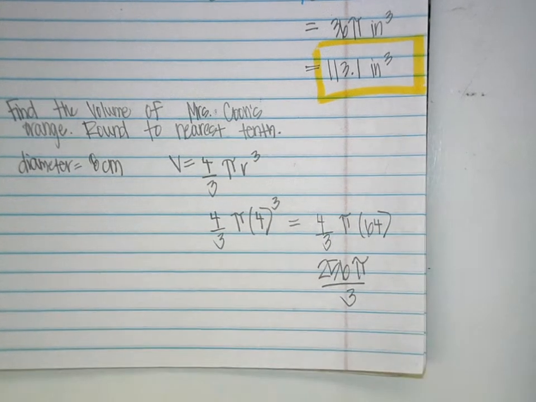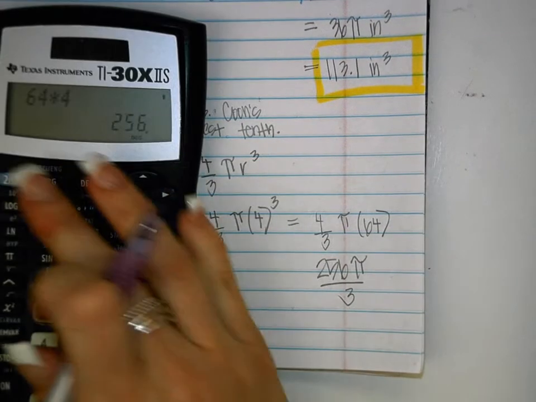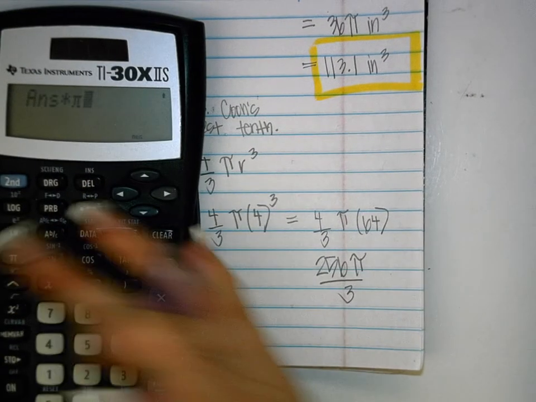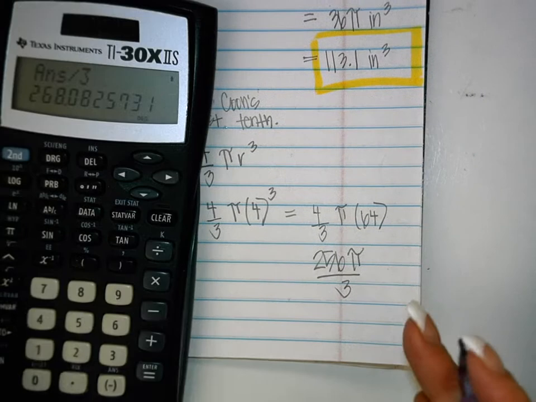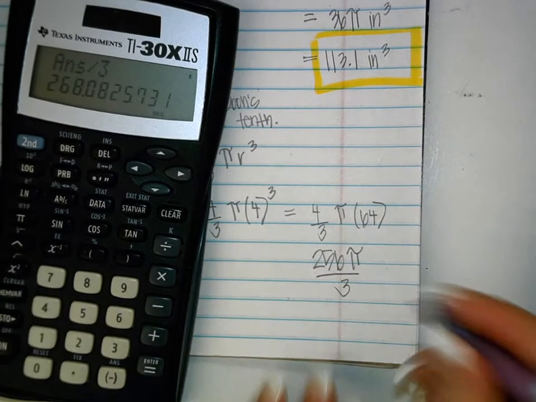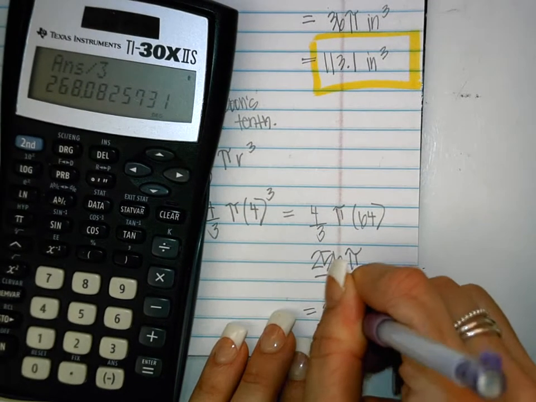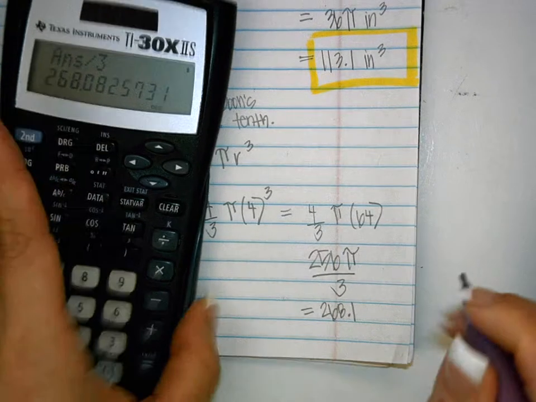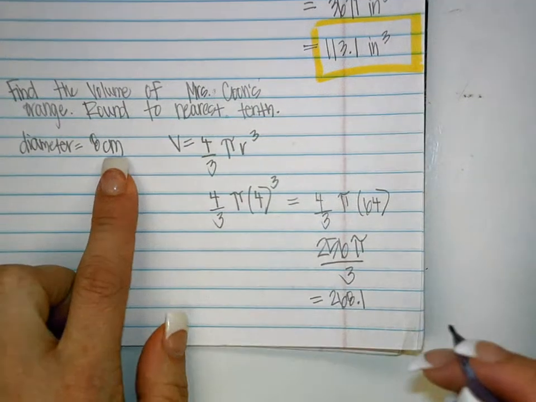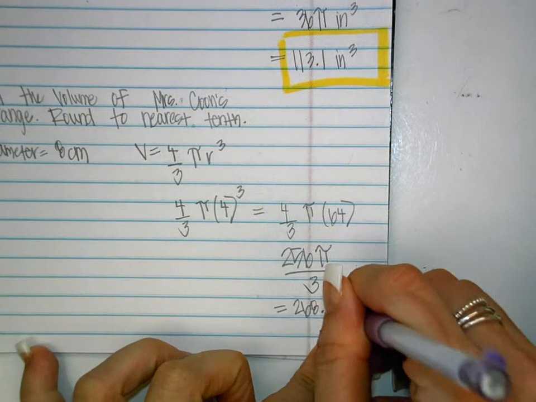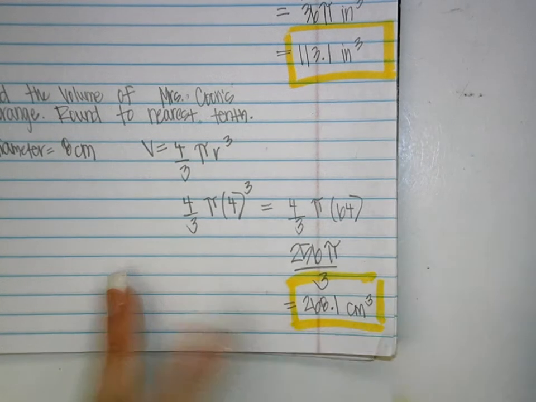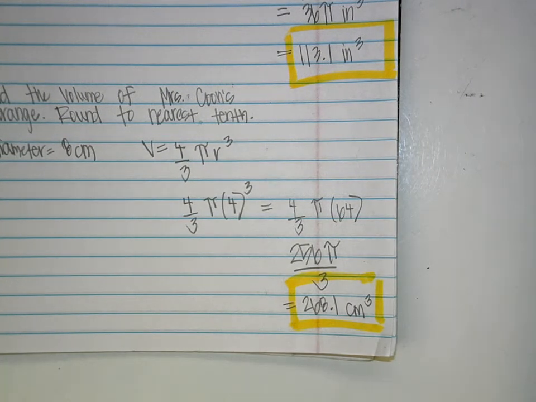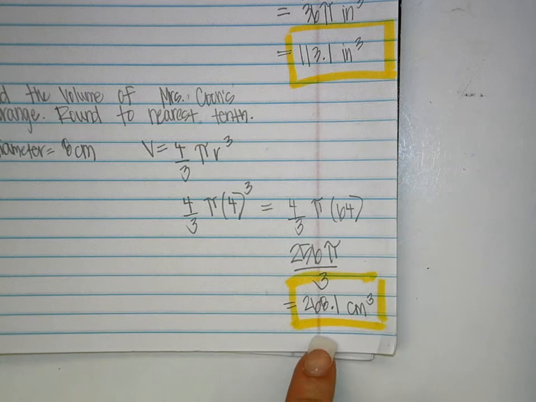Then you can actually work that out. If you do that on your calculator, 256 times pi divided by 3 is equal to 268.1, and this is in what? Centimeters cubed. So the volume of my orange is 268.1 centimeters cubed. Do we have to put the cube? You do need to write the cube part, yes, because you multiplied 3 parts together.